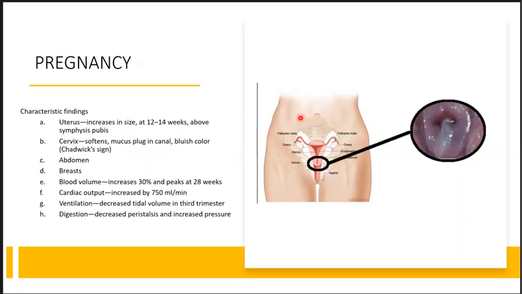With the abdomen, you begin to notice some stretches and also striae. The breasts become enlarged and tender. With pregnancy, the blood volume increases 30% and usually peaks at about 28 weeks. The cardiac output also increases by 70 mL per minute. So there's an increased cardiac output. And in terms of ventilation and digestion, there's decreased tidal volume, especially in the 3rd trimester. And with digestion, there's also decreased peristalsis and increased pressure.